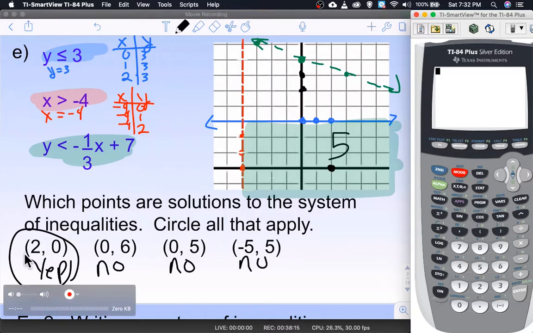That is the one point that would make all of these true. The y value is less than 3. Yep. The x value is greater than -4. Yep. And if we plug in the x for the x and the y for the y, this inequality is also true. It's the only point that makes all three equations work.